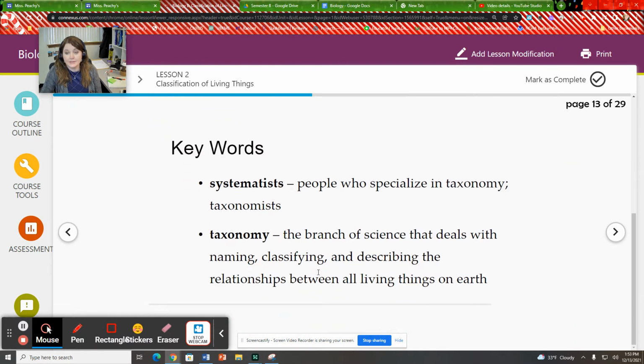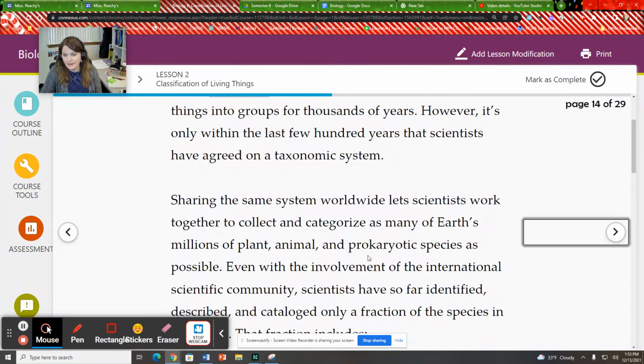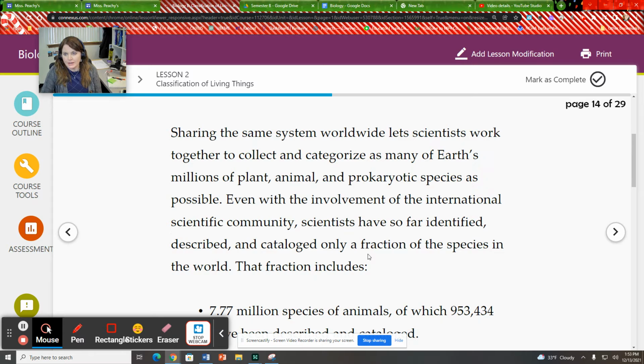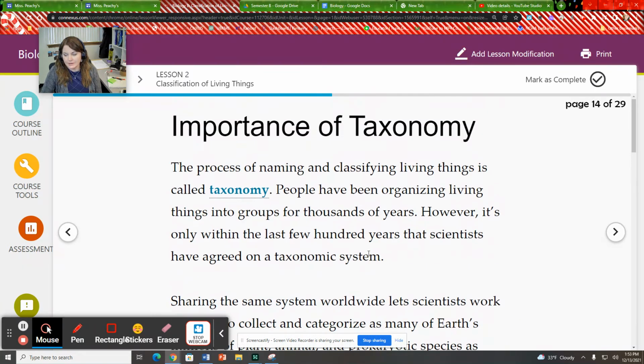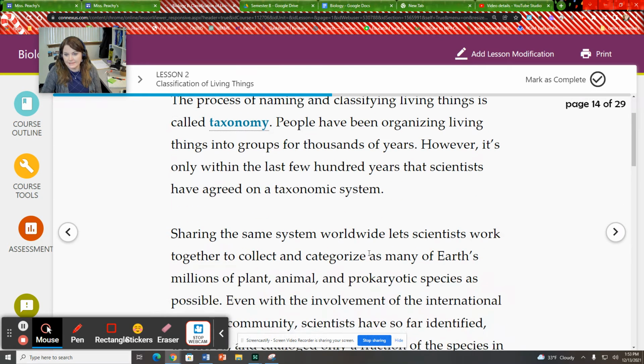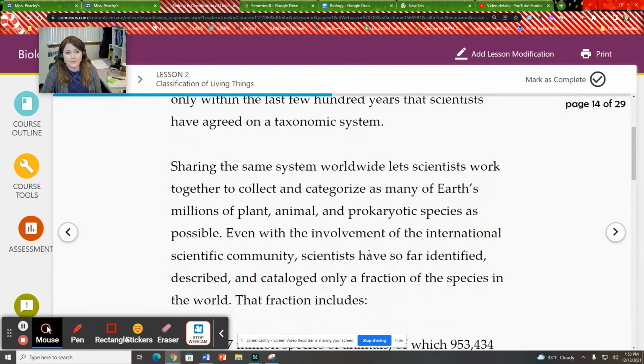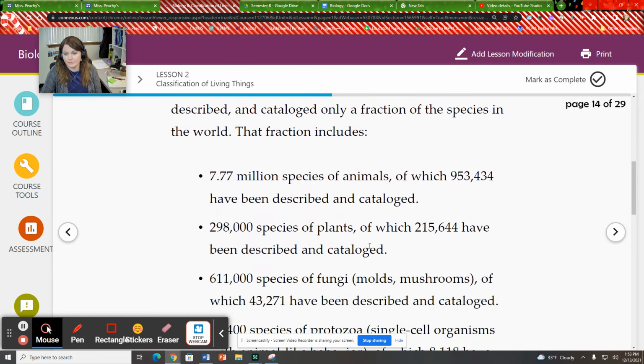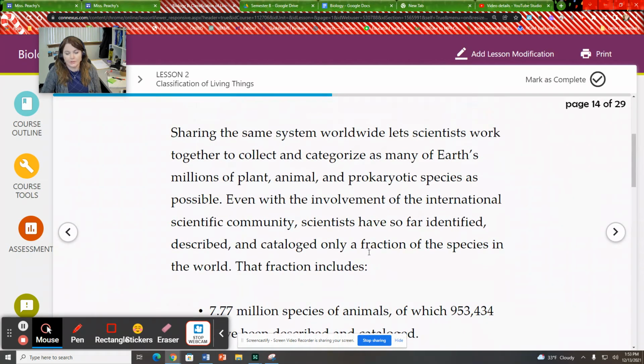Okay, so we still have our systematics and taxonomy as vocab words in this section. Basically this section is just talking about how important classifying living things is, that this is a way in which scientists can communicate with each other, right? So we all may speak different languages on Earth, but if we all agree on a common system of classification, it's easy to make sure you're sharing that information globally.